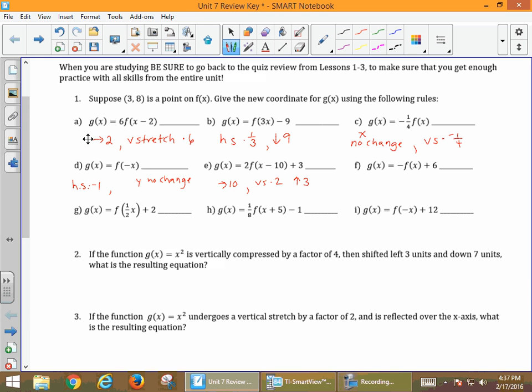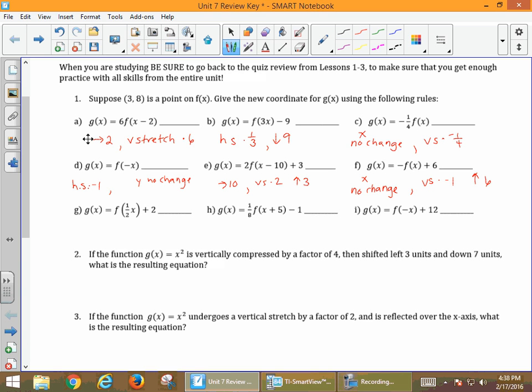Looking at f, it says g(x) equals the opposite of f(x). So x has no change. If you look in the parentheses there, the x is still just x. So there is no change there. On the outside, I have a plus 6 and I have a negative. So that is a vertical stretch times negative 1. And then I also have to go up 6 because of the plus 6.